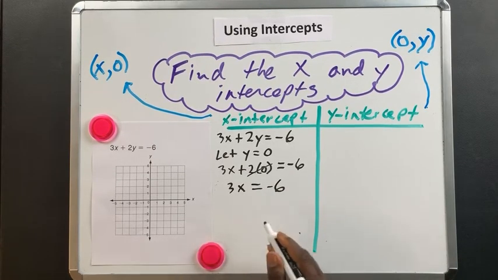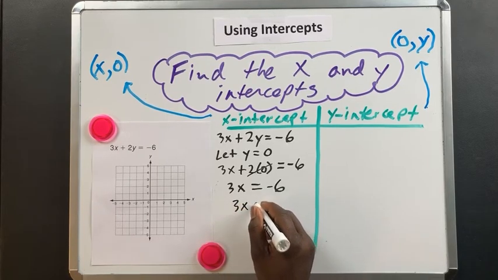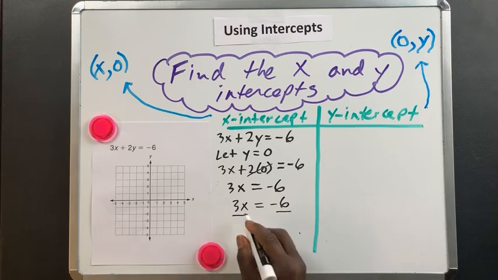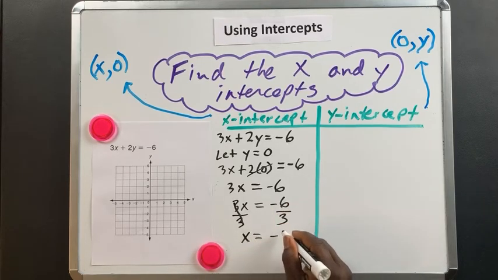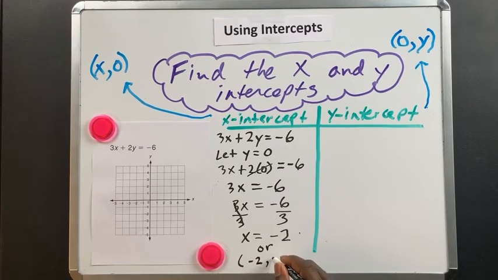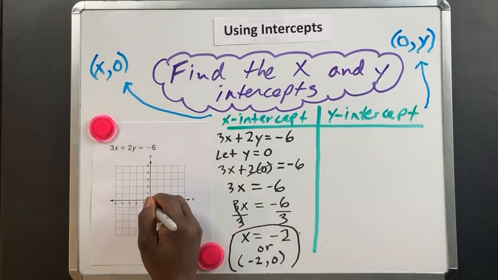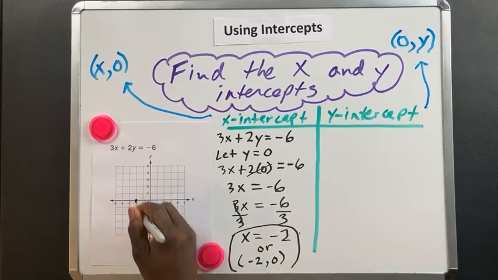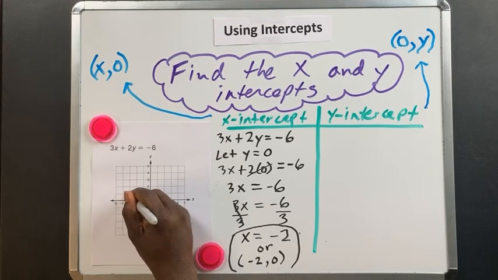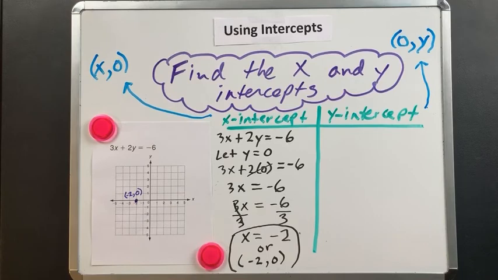We need to solve for x. We're going to use the division property of equality. I'm going to write this again: 3 times x equals -6, and divide both sides of the equation by 3. We get x equals -2. That is your x-intercept, or we can write it as (-2, 0). So this is our x-intercept right here. And let's plot that point. Start from the origin, we go over -2, and the y-coordinate is 0, so there it is: (-2, 0). That is your x-intercept.